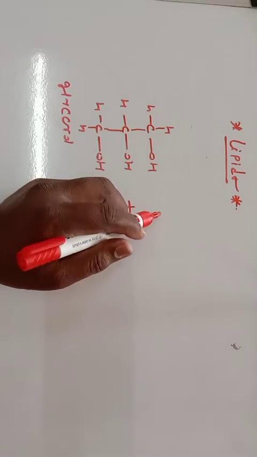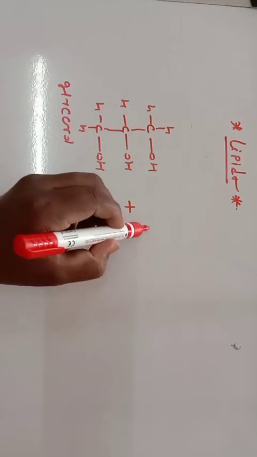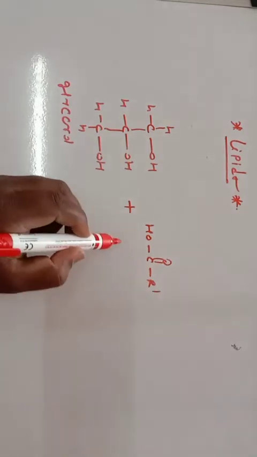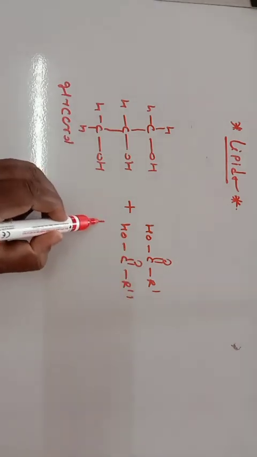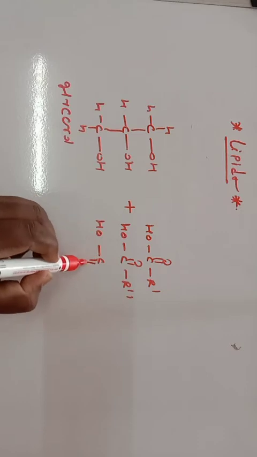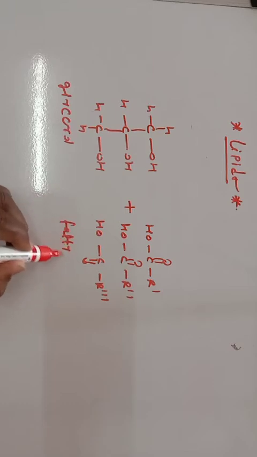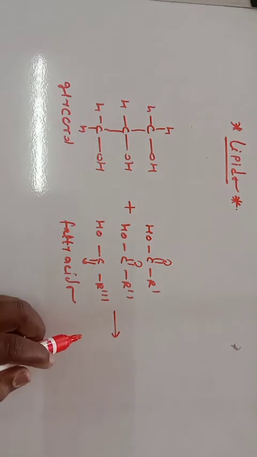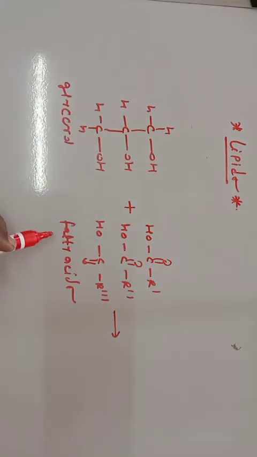Fatty acids are generally a long chain of hydrocarbon containing the acidic group, that is HO-C double bond O, R dash. Again another molecule, HO-C double bond O, R double dash. Again HO-C double bond O, R triple dash. So three molecules of fatty acids react with one molecule of glycerol, and we get the esters of fatty acids with elimination of one water molecule for each fatty acid.